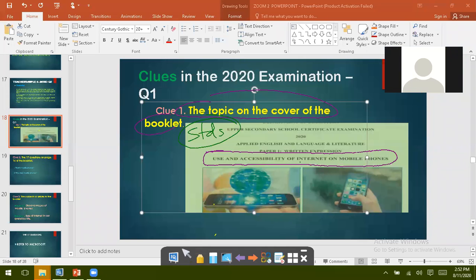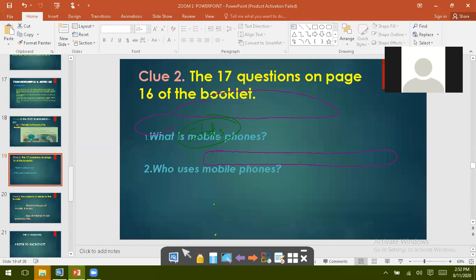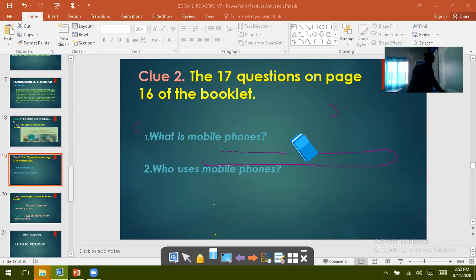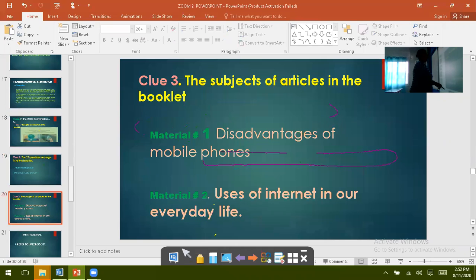The next one is this set of questions. I will go to that in a moment, but we go to the next one first. The third clue, to get an idea what the expected question is, is to study the topics, the subjects of the articles in the booklet.